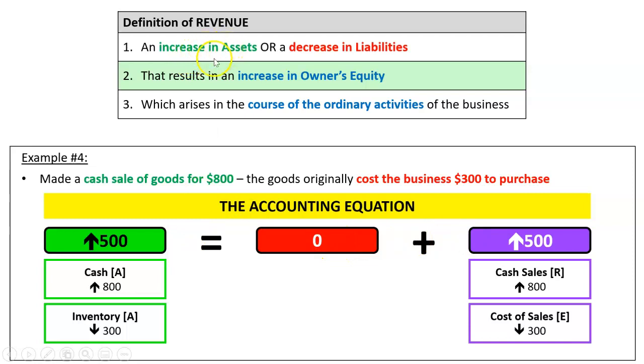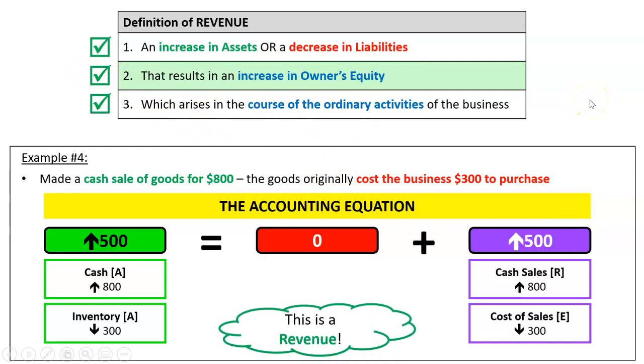Did assets increase? Well, it went up and down. So what does that mean? Remember, this is just overall. Did assets increase overall? They did, by $500. Did owner's equity increase overall? Well, yeah, it went up 800 and down 300, but overall it went up 500. So yes, that's true. And obviously selling goods occurs in the course of the ordinary activities of the business. So we've got a revenue.